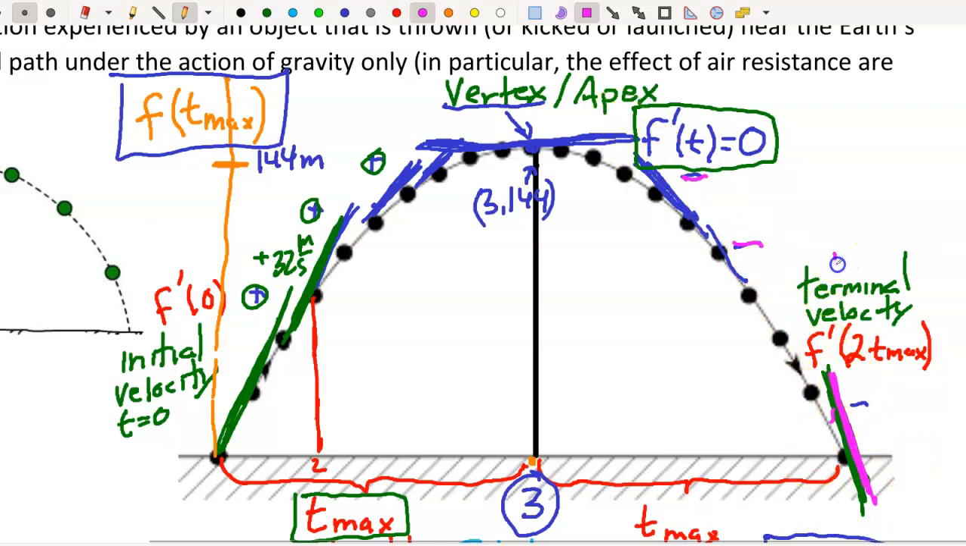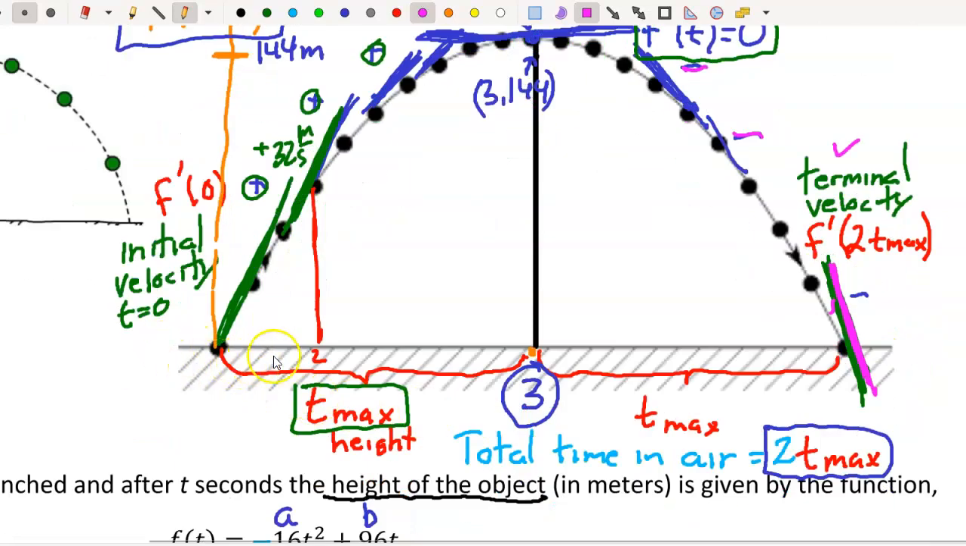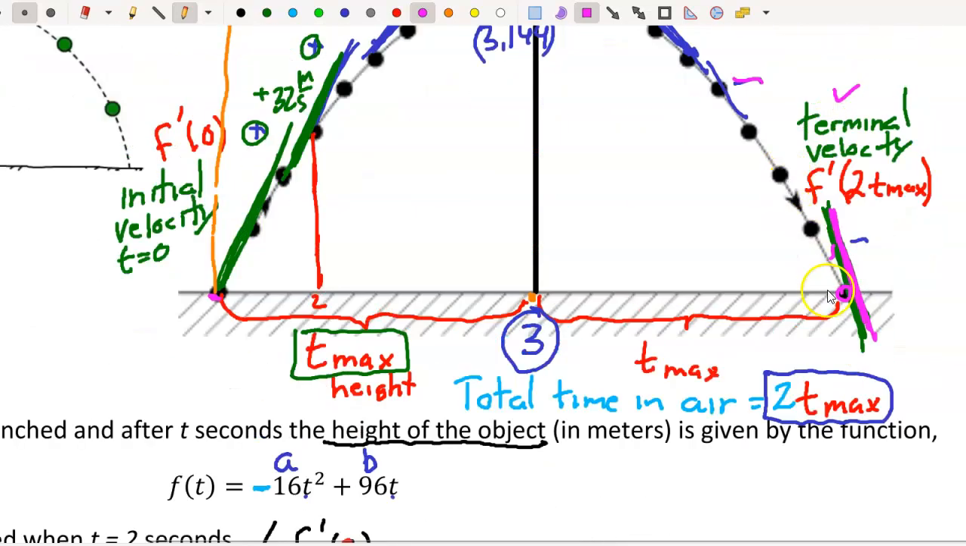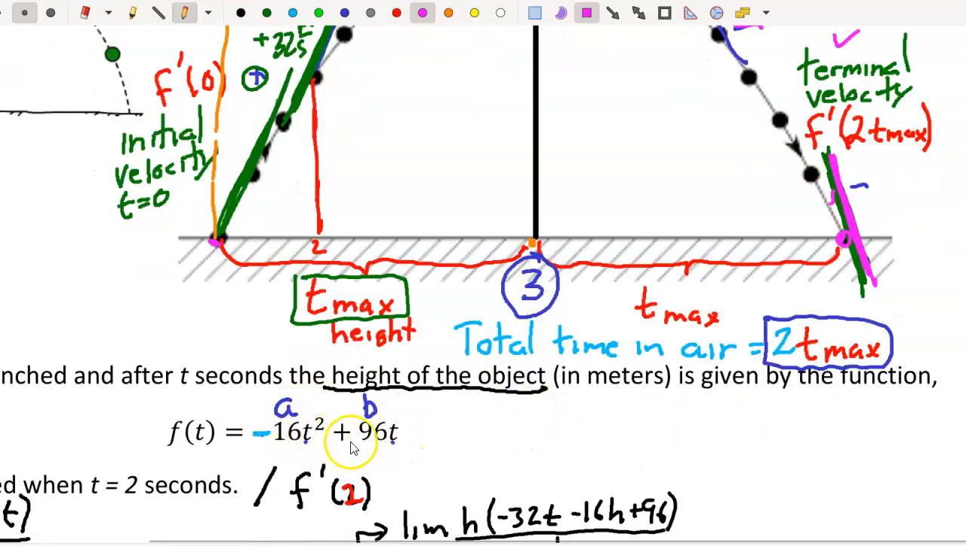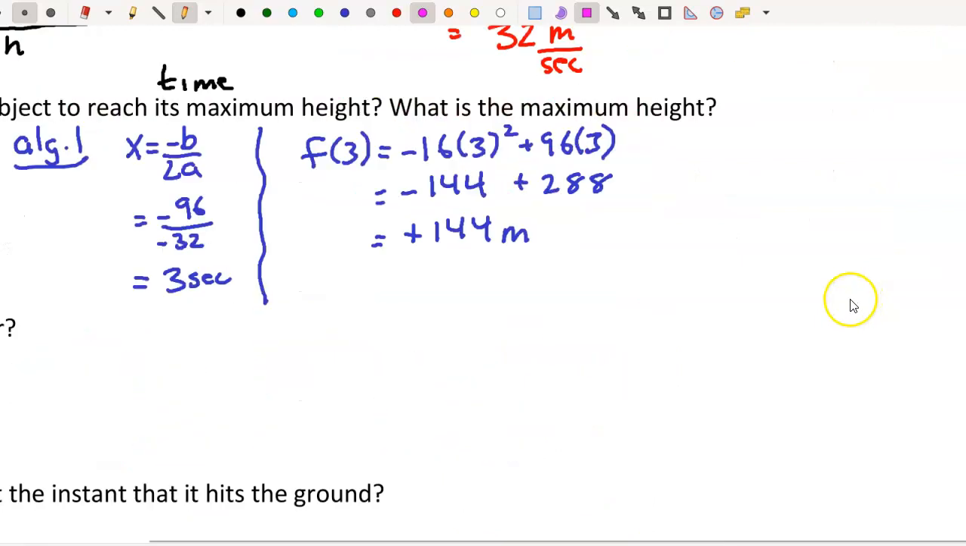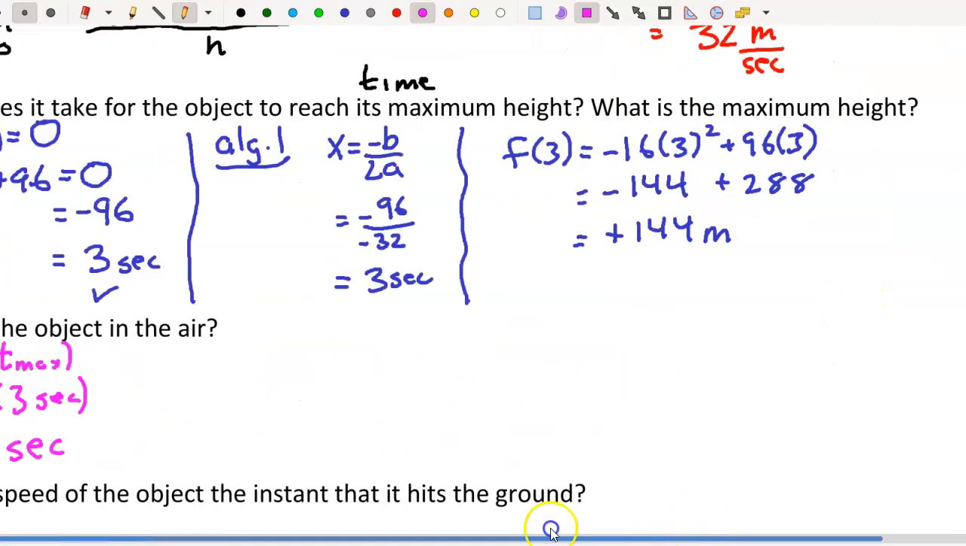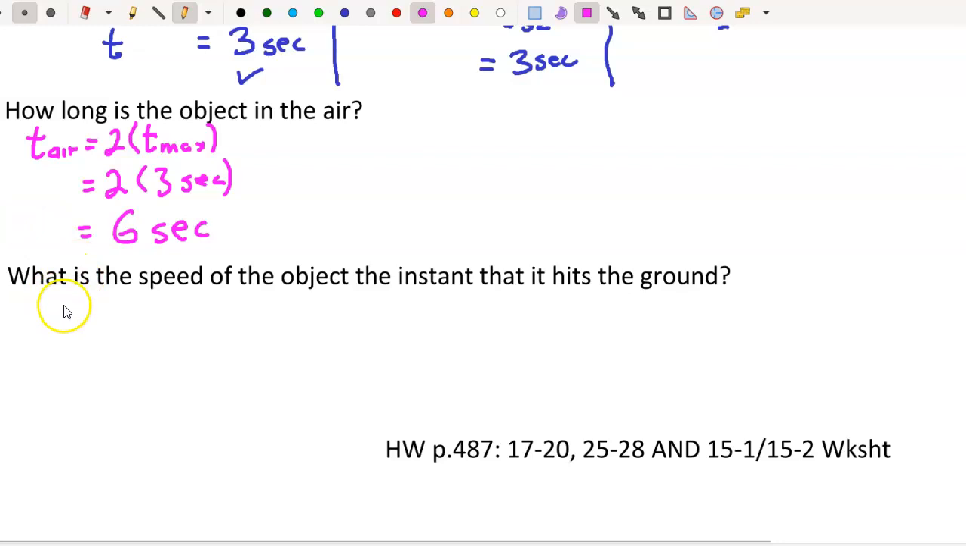And it says right here that terminal velocity is f prime of what we just found, right? Which is 6. So we need to do f prime of 6, right? That's the total time from here all the way to here. We found out on the last problem it's 6 seconds. So if I wanted to find the height, of course, if I plug in 6 into here, I'd get 0 because it's on the ground. But the derivative will tell me how fast it's going, right? So f prime of 6, go green.